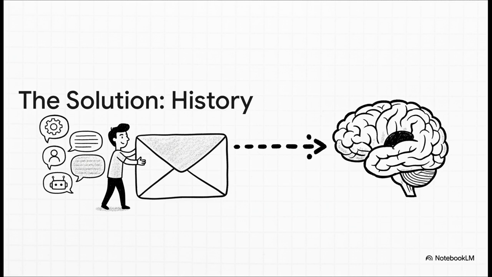You package it all up using these specific roles: a system message to set the AI's personality, user for everything you say, and assistant for everything the AI has said before. It's how you create the illusion of memory.